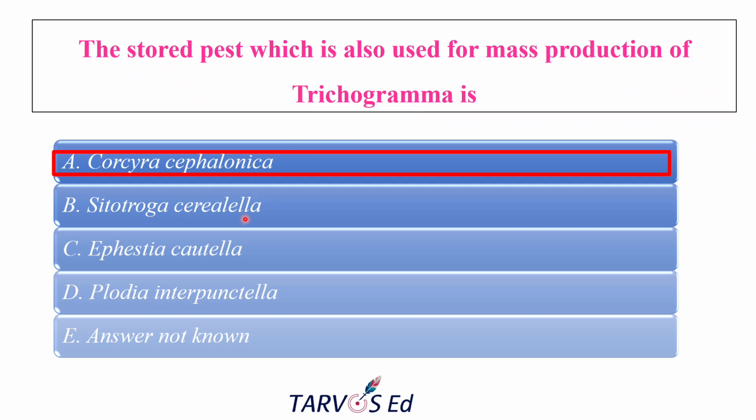Sitotroga cerealella is the Angoumois grain moth. It can be used in some countries, but it is not the standard one in India. Ephestia cautella and Plodia interpunctella are used occasionally in research, but not for mass multiplication or large scale production in India. So Corcyra is commonly used for Trichogramma.